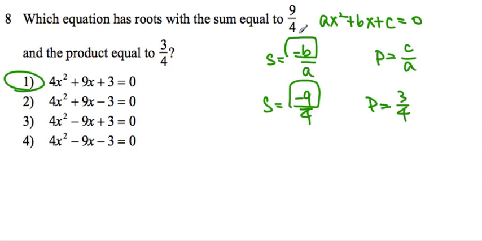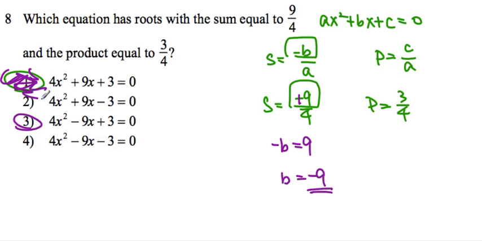Oops. Actually, my bad. I miscopied it. It was 9, so it's supposed to be positive 9 here. Then negative b is equal to positive 9, so therefore b must be equal to negative 9. Sorry about that. B should be negative 9. C is equal to 3, so we get choice 3, not 1. Somehow, I don't know why I miscopied this one.